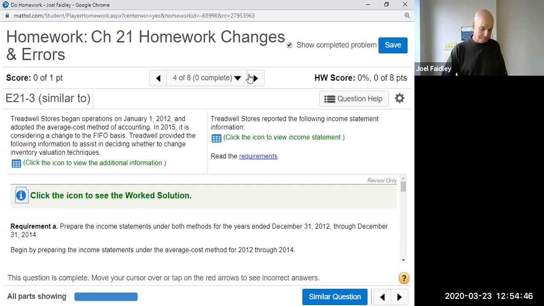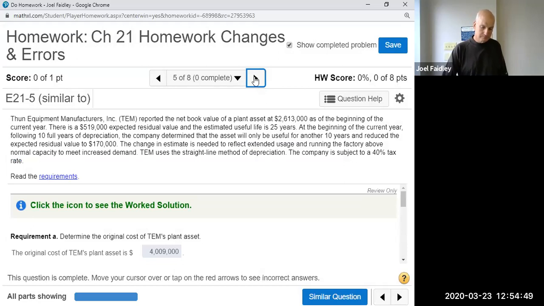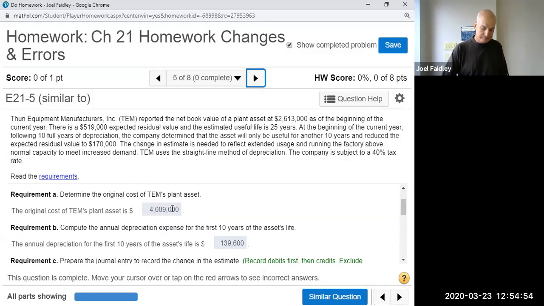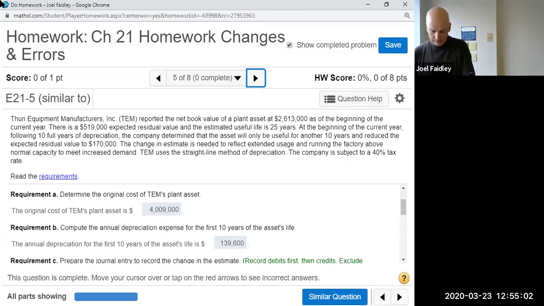All right, number 5. This is a change in estimate. And this is an interesting exercise, the way they work this. I won't have to write this stuff down, so when I go to the notepad or SmartPad, I won't have to go back and forth. So they've got a book value of $26.13 at the beginning of the current year. There's a $519,000 salvage or residual value. And its useful life is 25 years.